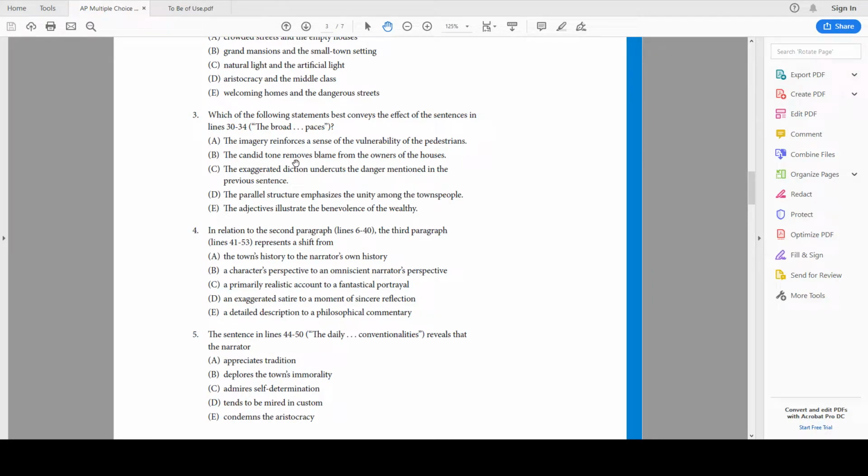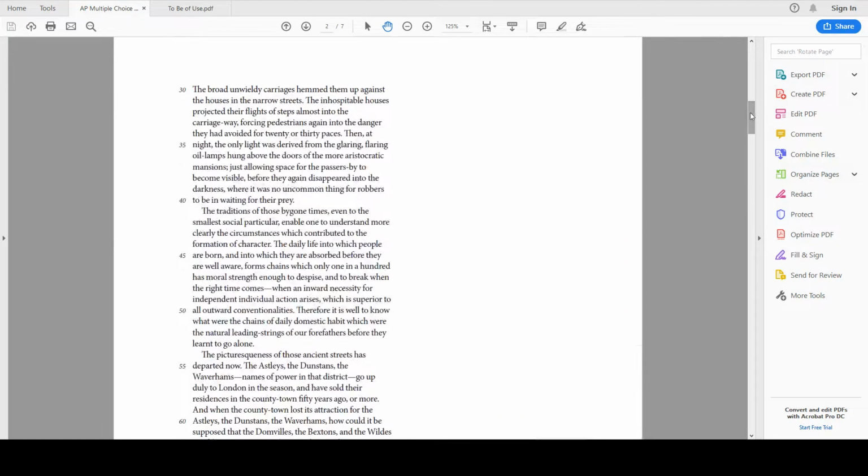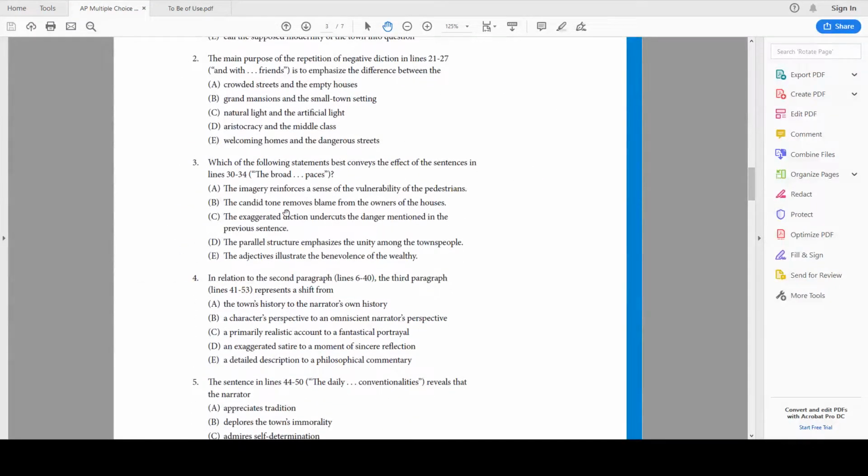The candid tone removes blame from the owners of the house. I don't know about candid, and I don't know about removing blame. In fact, it doesn't even mention the owners. The exaggerated diction undercuts the danger mentioned in the previous sentence. Doesn't seem all that exaggerated. For something to be exaggerated, it better say the streets were jumping out and eating people.